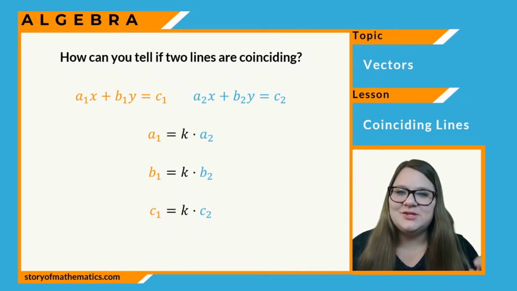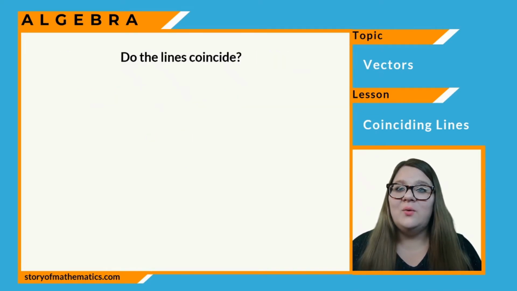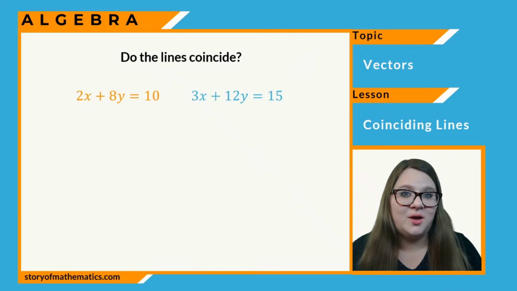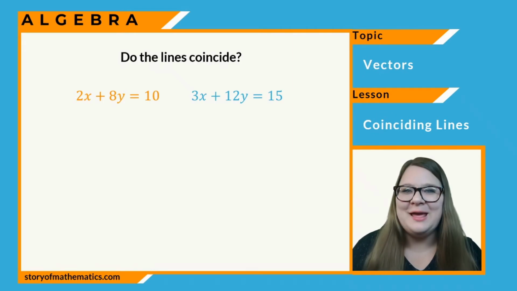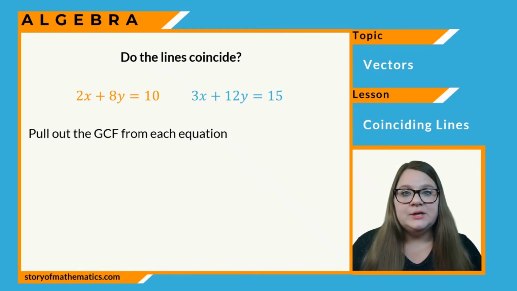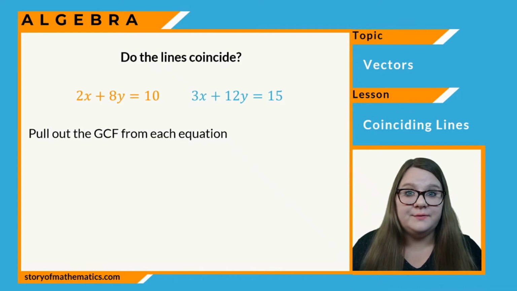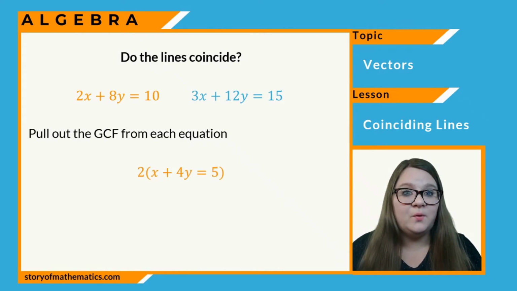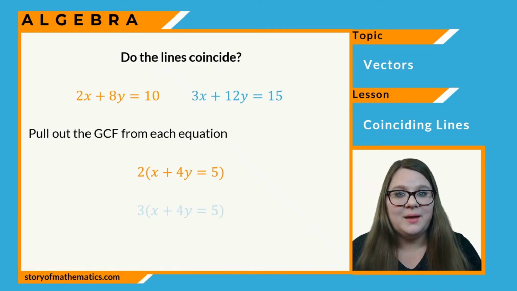So let's take the strategy we used to determine if two vectors were parallel in order to determine if these two lines coincide: 2x plus 8y equals 10 and 3x plus 12y equals 15. I'm going to pull out the GCF from each equation. When I look at 2x plus 8y equals 10, I can pull a 2 out of all of that, and that would be 2 times x plus 4y equals 5. In my second equation, I can pull a 3 out of everything, and I get 3 times x plus 4y equals 5.